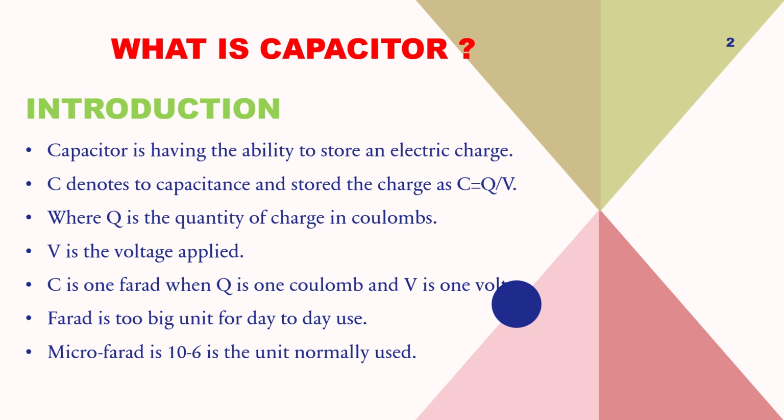C denotes the capacitance and stores the charge as C is equal to Q divided by V, where Q is the quantity of charge in coulomb. V is the voltage applied. C is 1 farad when Q is 1 coulomb and V is 1 volt. Farad is too big a unit for day-to-day use. Microfarad, that is 10 raised to minus 6, is the unit normally used.